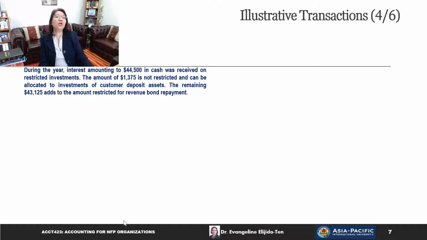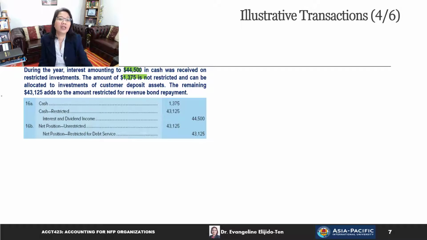To continue, during the year, interest amounting to 44,500 in cash was received on restricted investments. The amount of 1,375 is not restricted and can be allocated to investments of customer deposit assets. So the remaining 43,125, the difference between these two, adds to the amount restricted for revenue bond repayment.